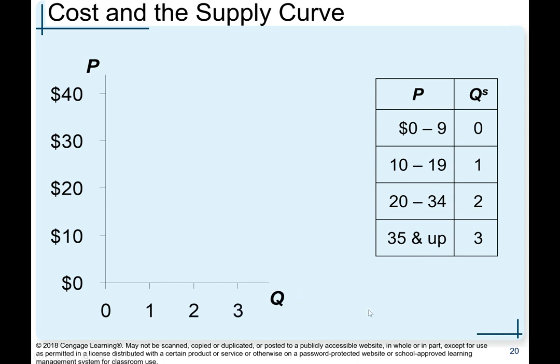So let us plot that information. You will see that when the price offered is between 0 and 9, nobody's going to offer to cut your lawn. You have to raise the price, go higher than that. When you go to 10, between 10 and 19, one person will accept to take that offer. When you raise it to 20 to 34, two people will take that offer. And when it goes to 35 and up, all 3 people will be out there mowing your lawn.